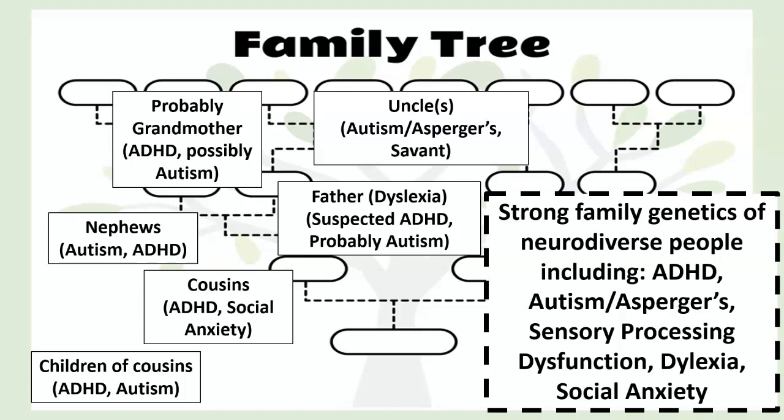He's also a savant. Several nephews with autism and ADHD. I have several cousins with ADHD, as well as social anxiety, which sort of plays a part in this. My father is dyslexic, most likely has ADHD, probably has autism. And then I have several children of cousins diagnosed with ADHD and autism. So a lot of my family is suspected, not diagnosed.